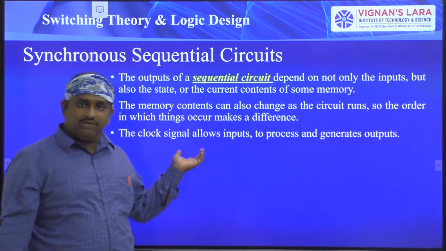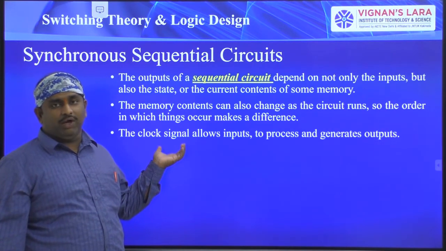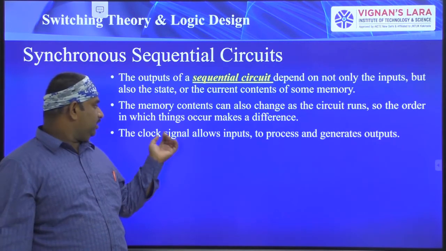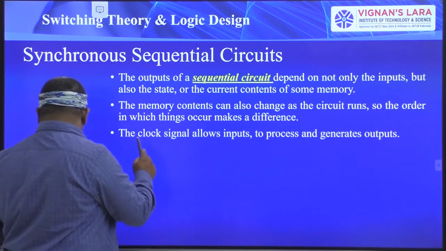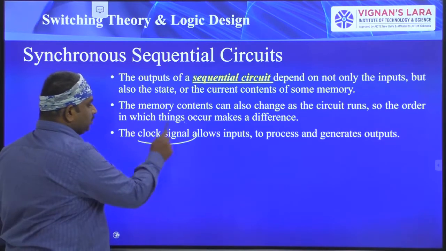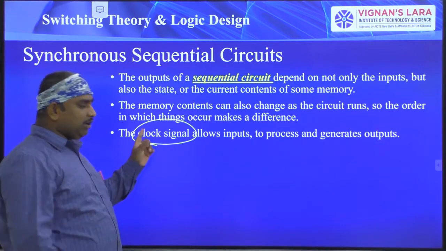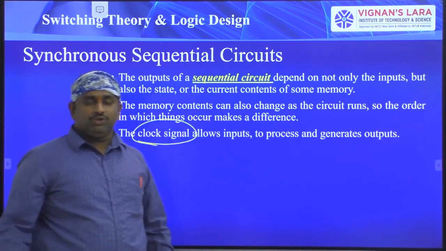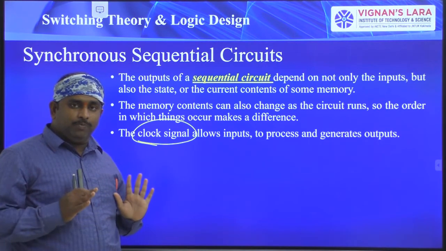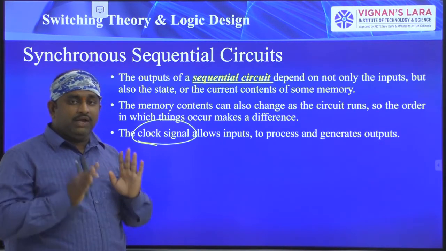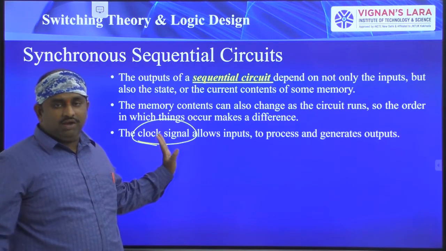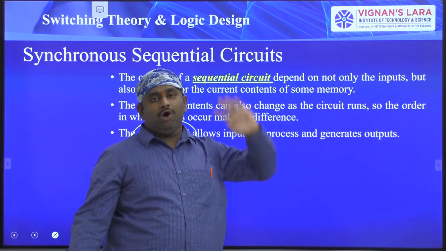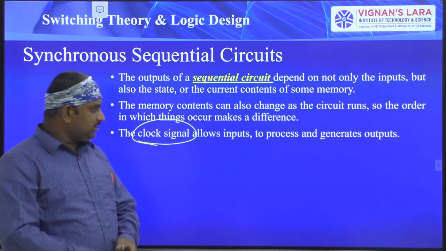That is, we have the circuit, but it is not ready to work. It starts working based on the clock signal. So this is very, very important. The clock signal allows inputs to be processed to generate the output. The inputs are readily available, but they are not entered into the circuit. It waits for the signal of the clock. If the clock signal comes, then the inputs are processed to generate the outputs. This is very, very important.